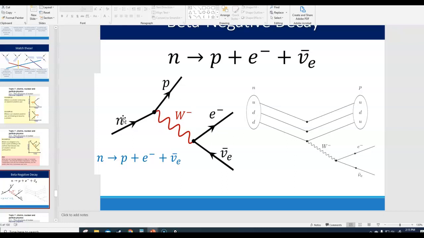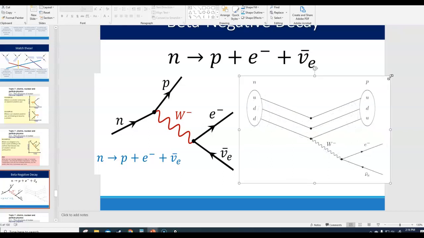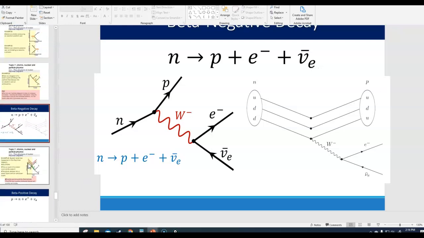If you were to break down the neutron and the proton in terms of their quarks, within the neutron, one of the up quarks stays the same, one of the down quarks stays the same, but one of the down quarks decays into an up quark, which changes a neutron into a proton. You also get this W minus particle that comes out and then decays into the electron and the electron antineutrino. That's basically how beta minus decay works at the most fundamental level. So pause there, make sure you fully understand that.